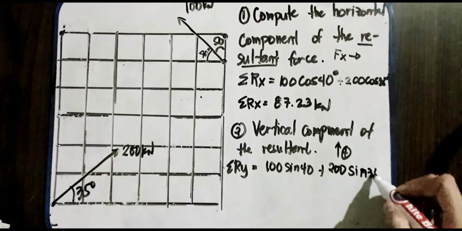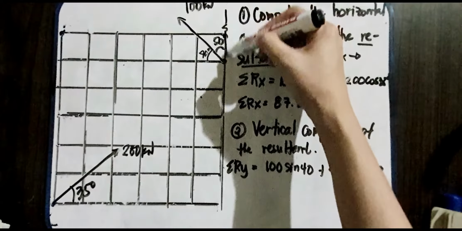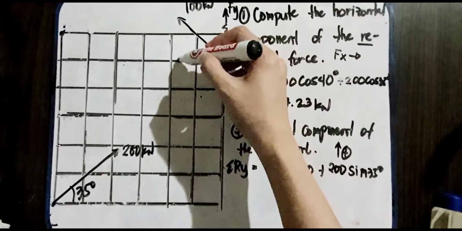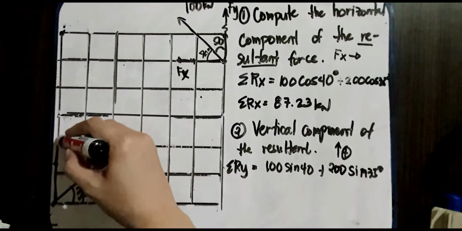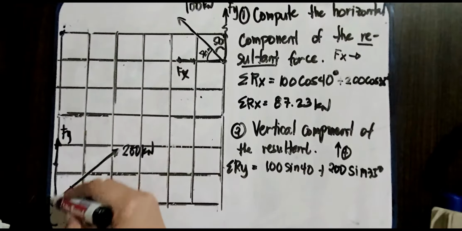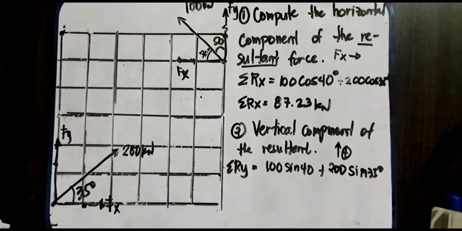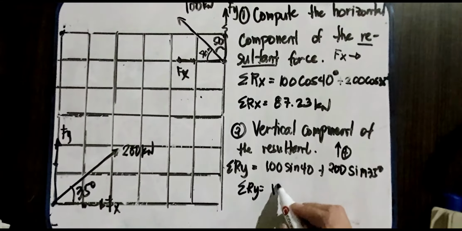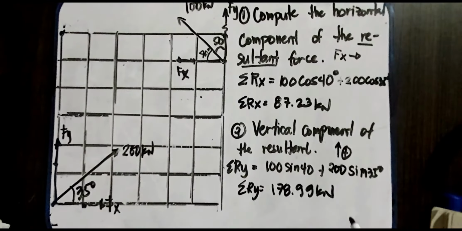Kung hindi pa kayo masyadong kapisado, all you have to do is make a draw for fx and fy, okay? Ayan, this is your fx. Ito naman po, mag-draw lang kayo. That is fy and this is your fx. Para malaman nyo or ma-analyze nyo mabuti yung directions natin. Okay, so summation of Ry is equal to, i-add lang natin yan. So, we have 178.99 kilonewton. Okay?